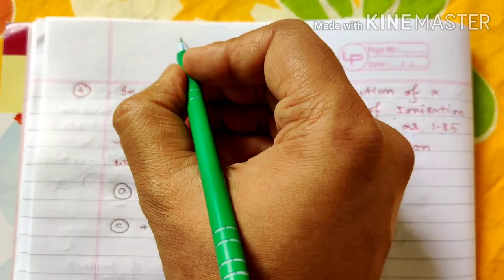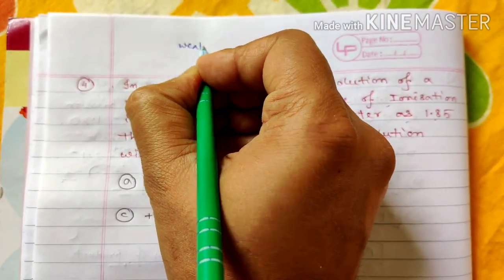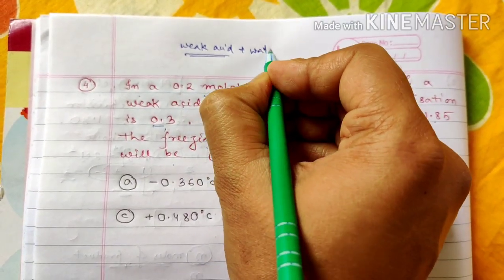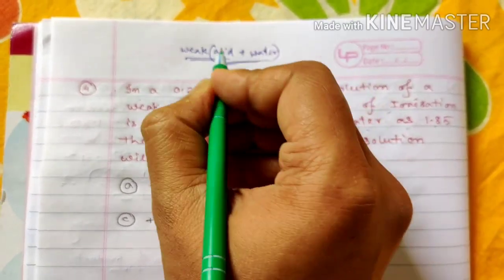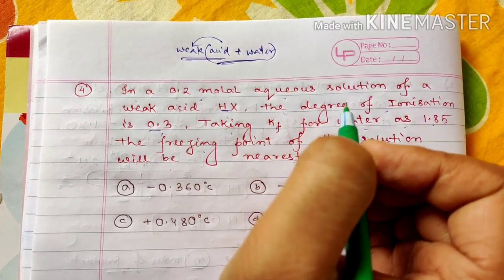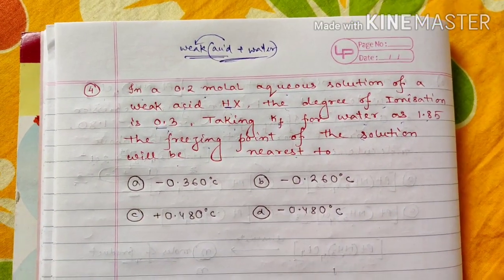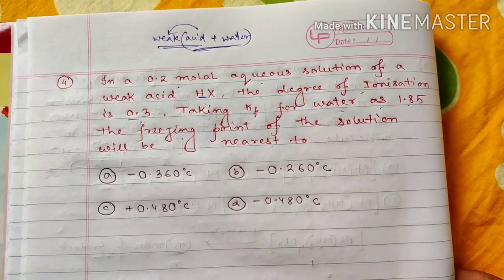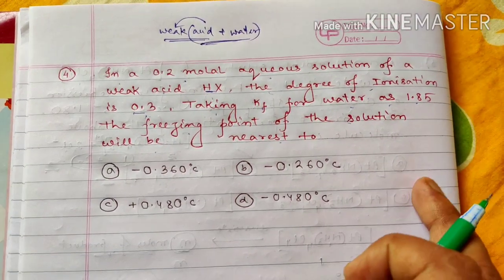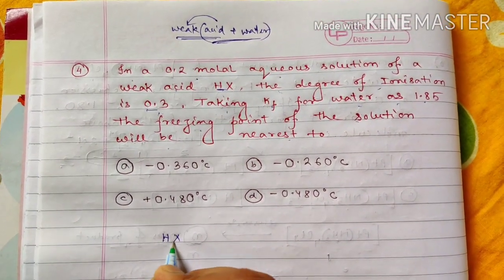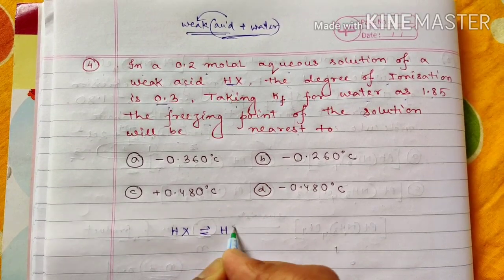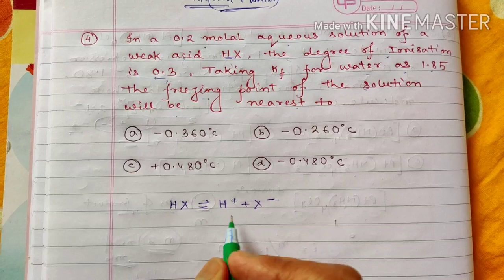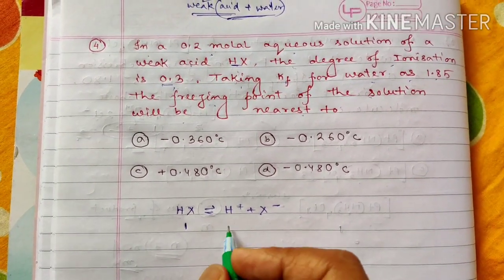Here a weak acid is taken. So acid is mixed with water, of course. Weak acid means acid plus water, that is making the acid weak. So water is the solvent here and the acid is the solute. Molarity is also given. But in case of weak acid, we all know that HX will be dissociated into H plus and X minus. But the only twist is, here it is 1 mole.